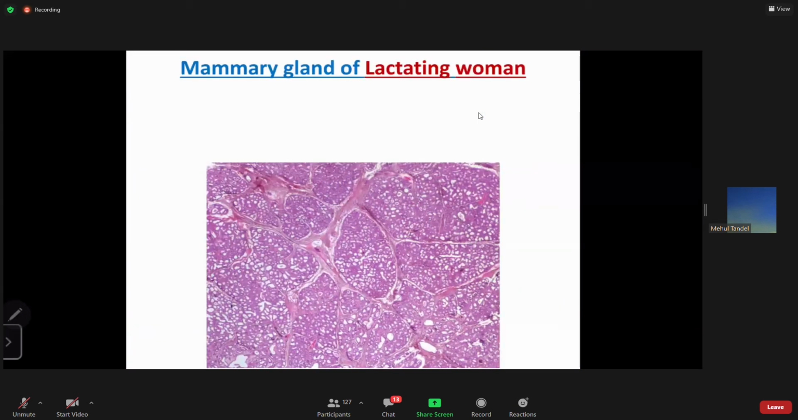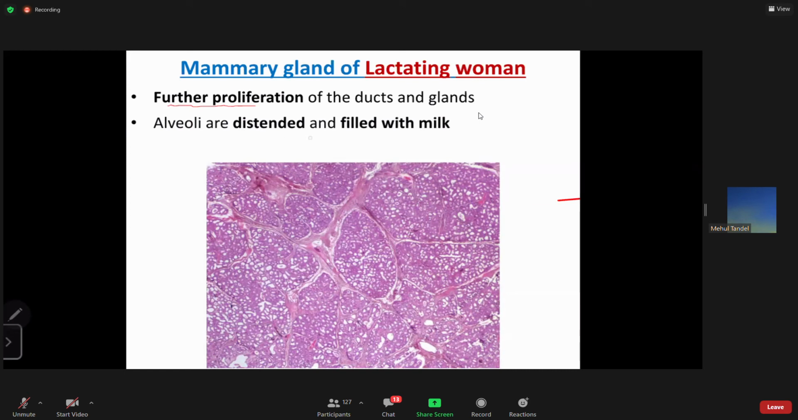Lactation में क्या होता है? Lactation में there is a further proliferation of ducts and gland. Okay, और ज़्यादा proliferation होगा of ducts and gland. अब lactation में पता है यहाँ पे milk secretion regular होता है, तो alveoli are distended and filled with the milk, and secretory cells now become low cuboidal. Why low cuboidal? Because of distended alveoli. Alveoli में उसके अंदर milk है. The milk is collected inside the secretory alveoli, which compresses the cells. So secretory cells become low cuboidal.